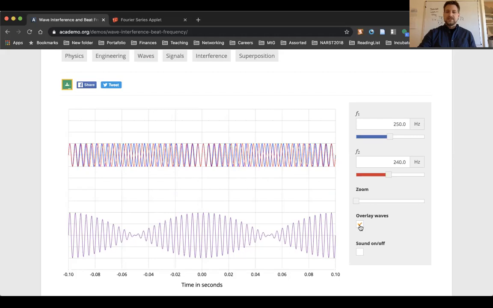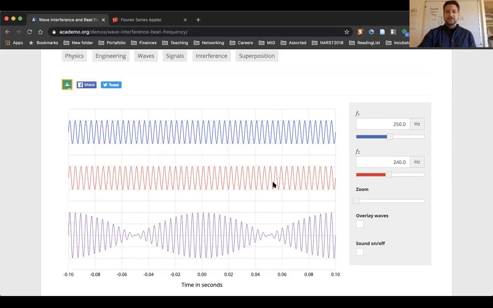Okay, so we've got these two different sounds, the blue and the red. One of them has a frequency of 250 cycles per second, hertz, Hz. The other one has a frequency of 240. So they're only 10 hertz different.